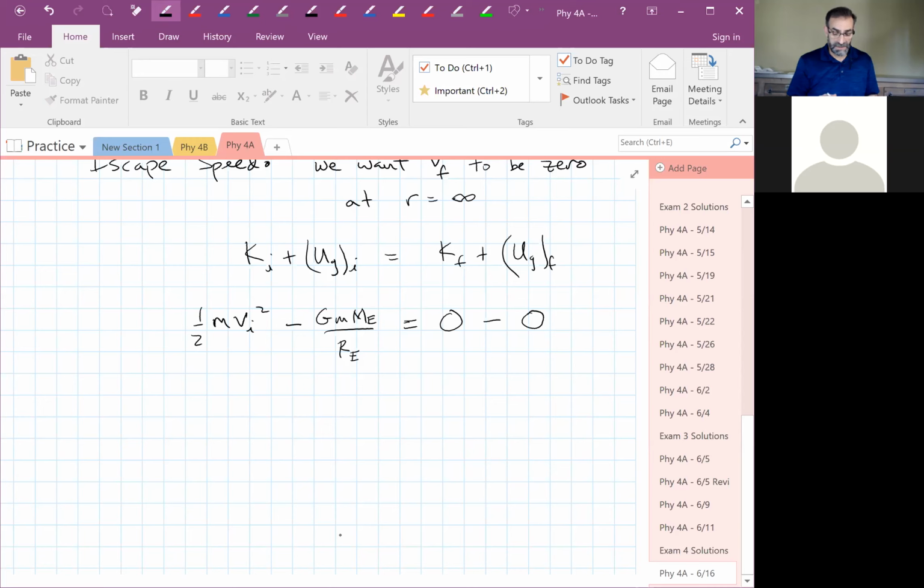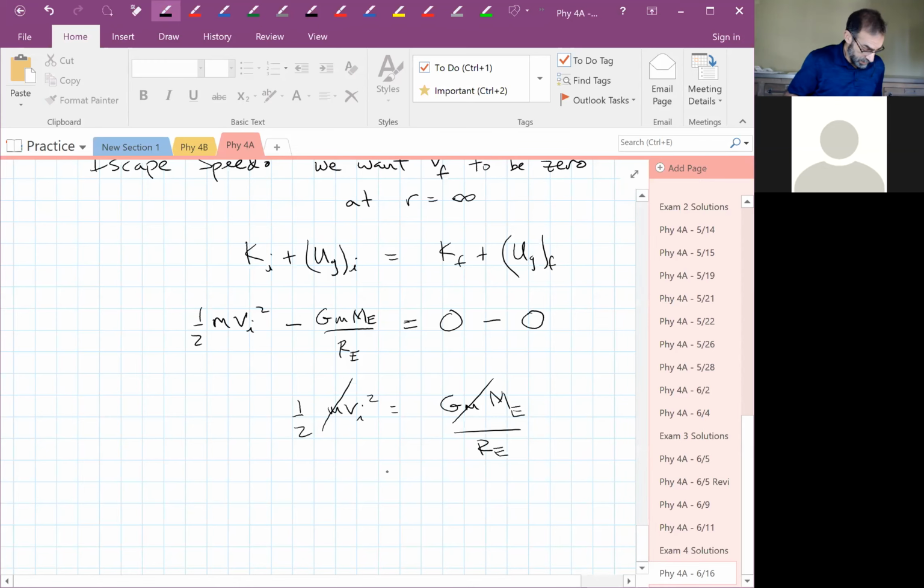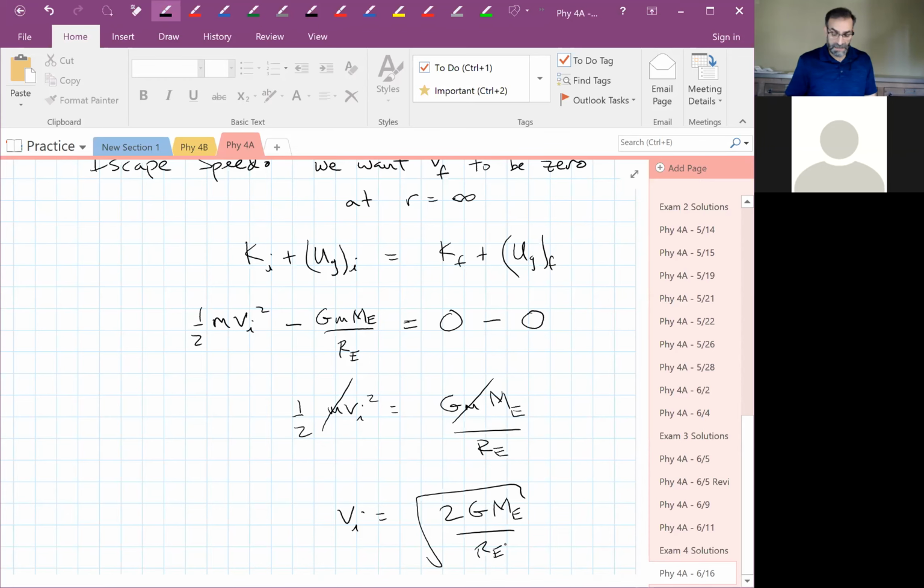Energy is going to be conserved. It ends up with 0 energy, so it has to start with 0 energy, right? That means that 1/2 mv squared must equal G M m over r. Doesn't matter what the mass of our projectile is, right? That cancels out. We get the square root of 2 times what we got earlier. It's a big, big number.